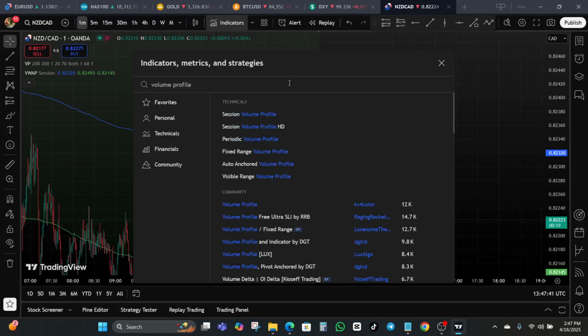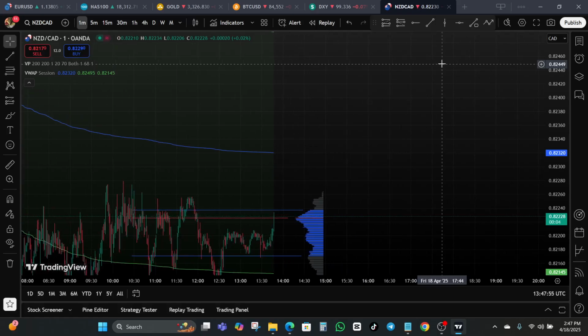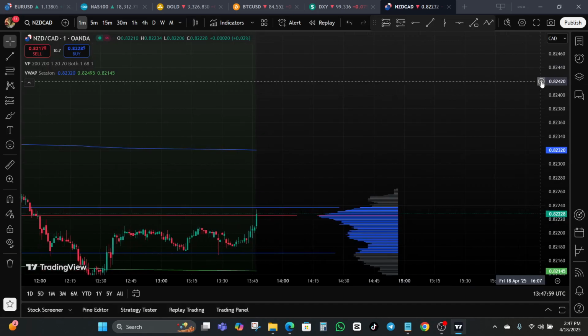If you remember, it was the session volume profile that we selected. Or you can also use fixed range. You can use session or fixed range. Then optionally, you can decide to also use the 9 EMA for extra confirmation.